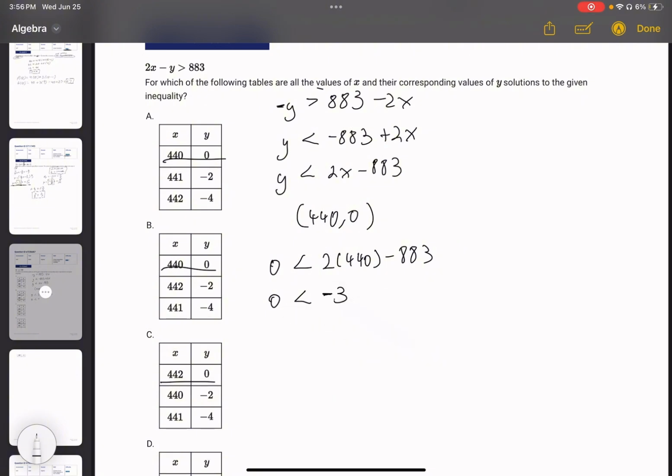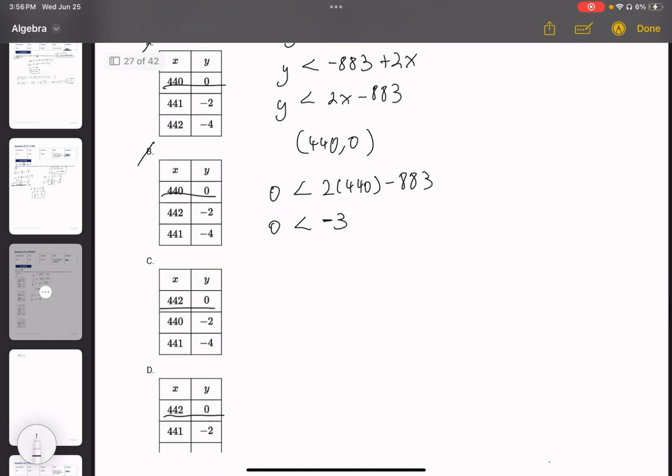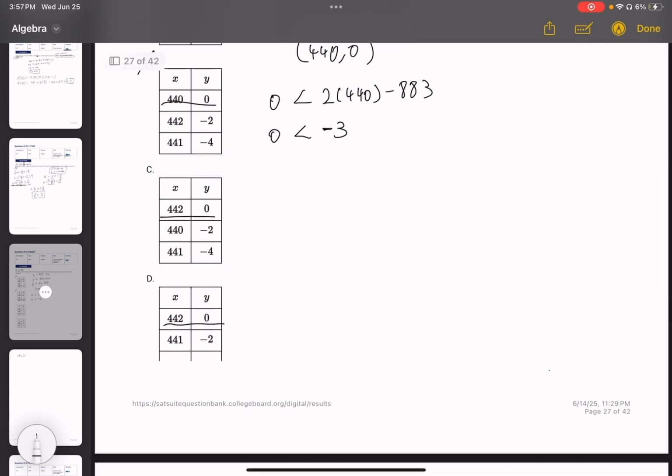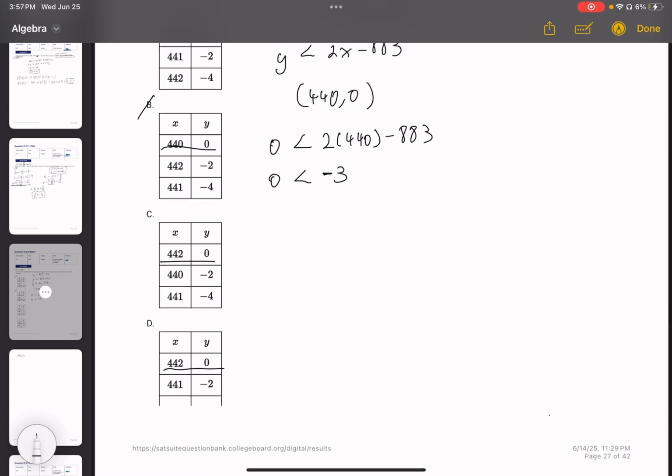And 0 is not less than negative 3. So that's going to cross out both of these, and we can move on to our answer choices C and D. Now, since both of these points are the same, we're not going to waste time plugging them in because both are going to be right, and that's not going to help us minimize our answer choices.